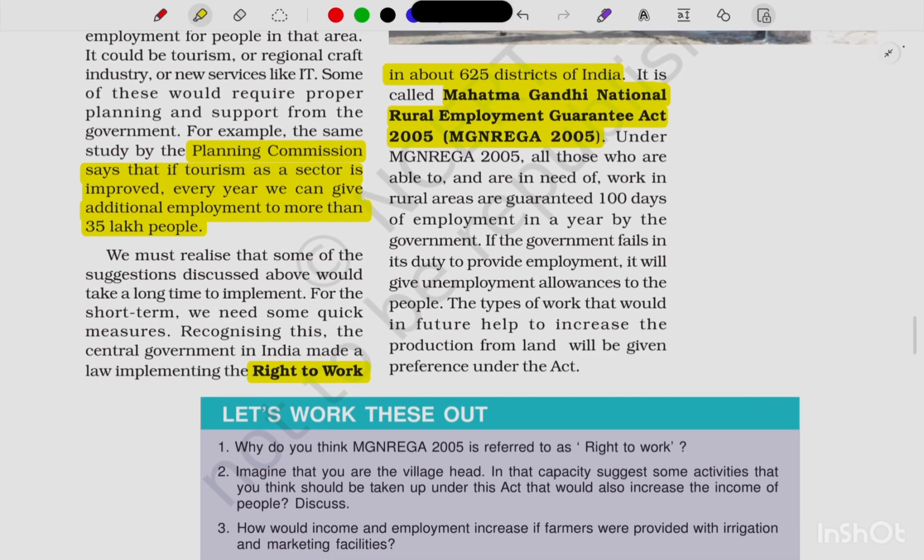Seems about fine. Now, all those who are able to and are in need of work in rural areas are guaranteed 100 days of employment in a year by the government. If the government fails in its duty to provide employment, it will give unemployment allowances to the people. The type of work that would in future help to increase the production from land will be given preference under the act.